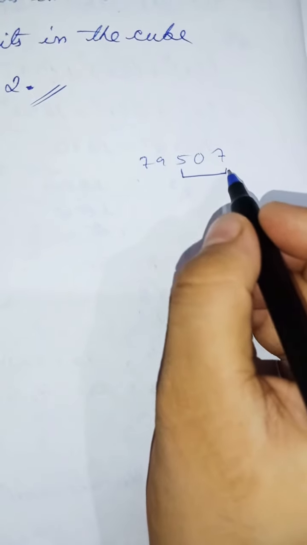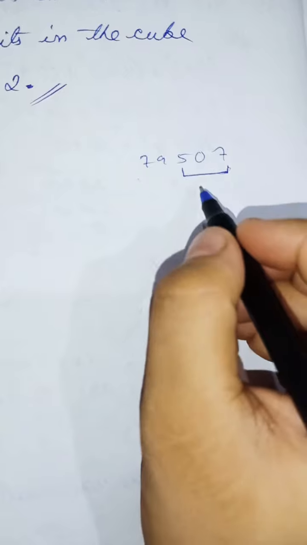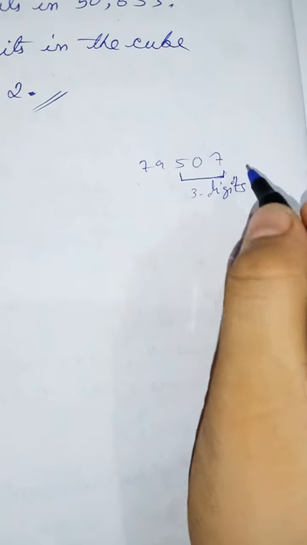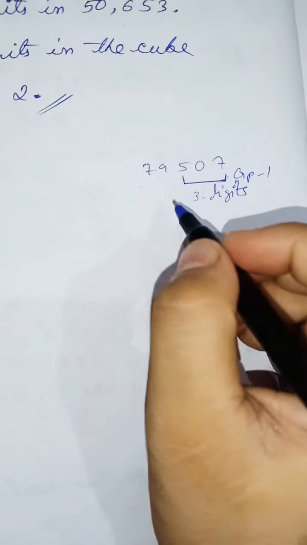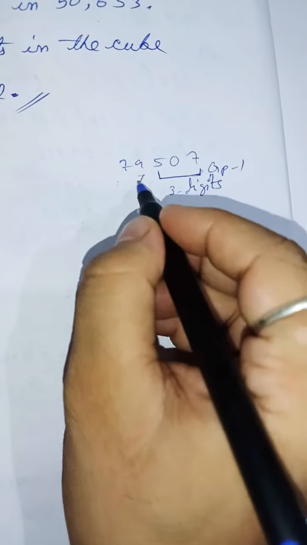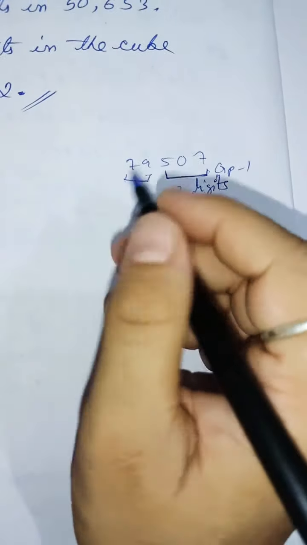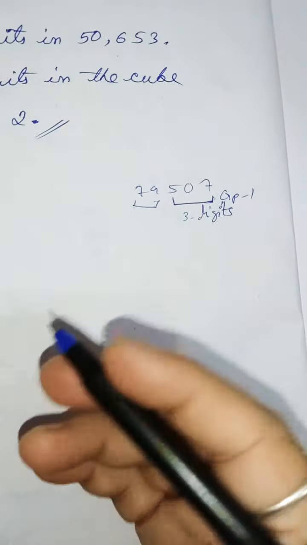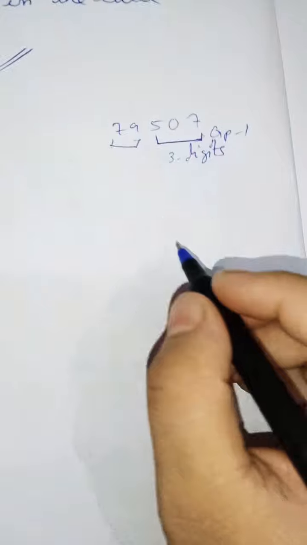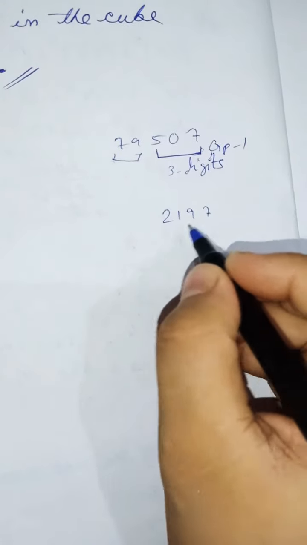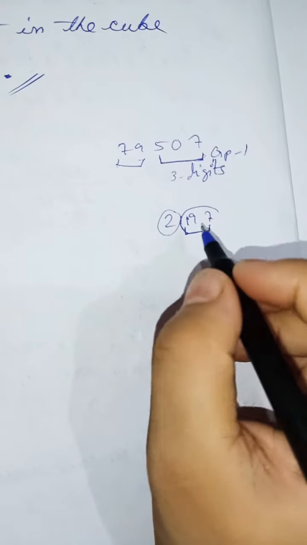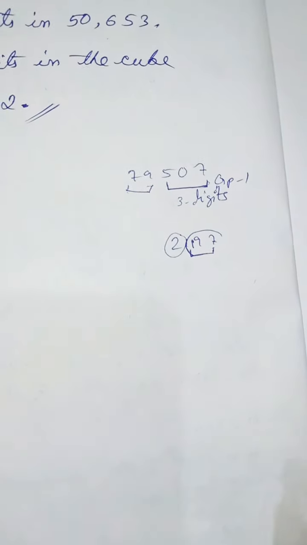Group 1 is taken from the right hand side, not from the left hand side, and group 1 always has 3 digits. The group 2 may have 2 digits, it may have only 1 digit, it may have 4 digits, it may have 5 digits, that depends on the question. Say suppose I take 2197 and make the first group, then I have only 1 digit in the second group. So the second group may have any number of digits, but the first group will always have 3 digits.